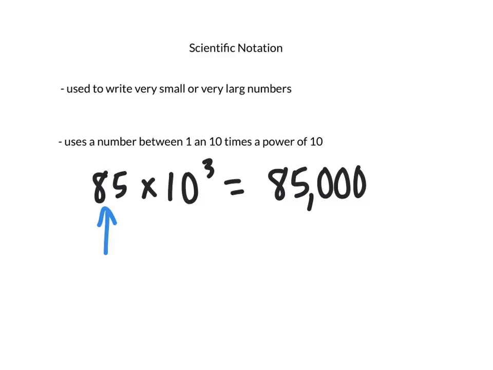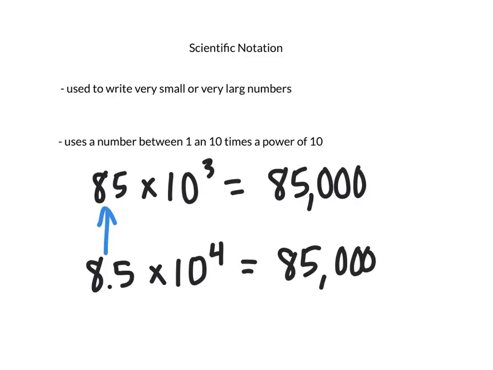So we just need to make sure that we can adjust so that 85 is not 85, but it's a number between 1 and 10. So we would want it to say 8.5 because 8.5 is between 1 and 10. And then we have to adjust our exponent to show that we have another place value that decimal is going to need to move. So it's now going to be 10 to the fourth. It's going to give us the same answer. It's the same number. We just have to make sure that we're writing it correctly with scientific notation.